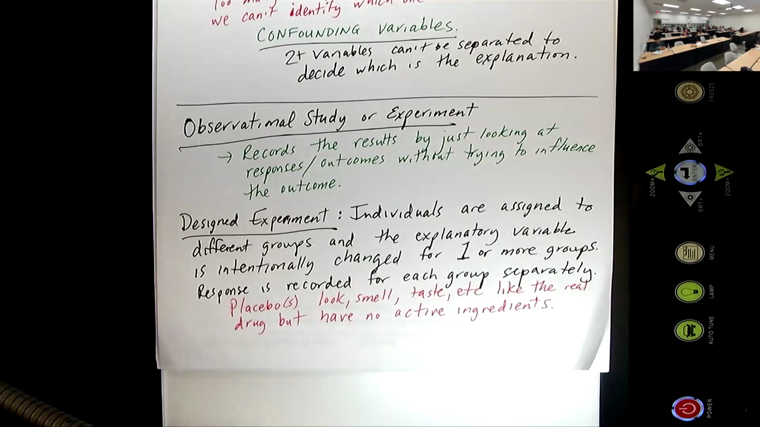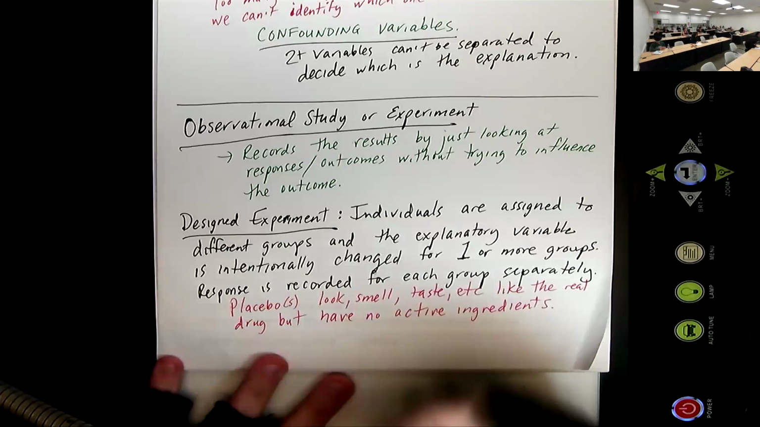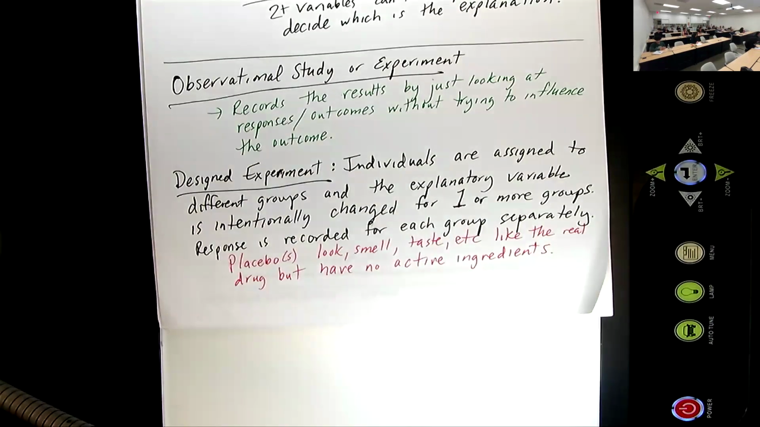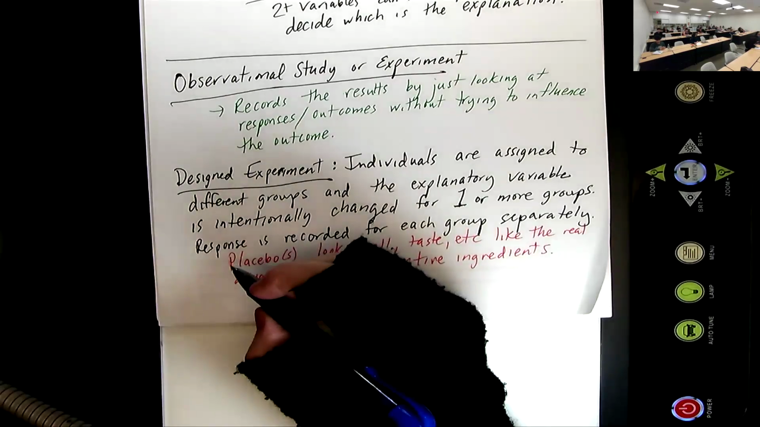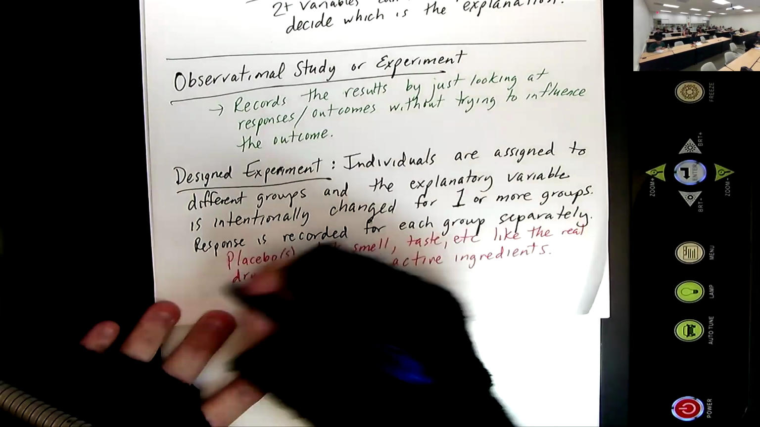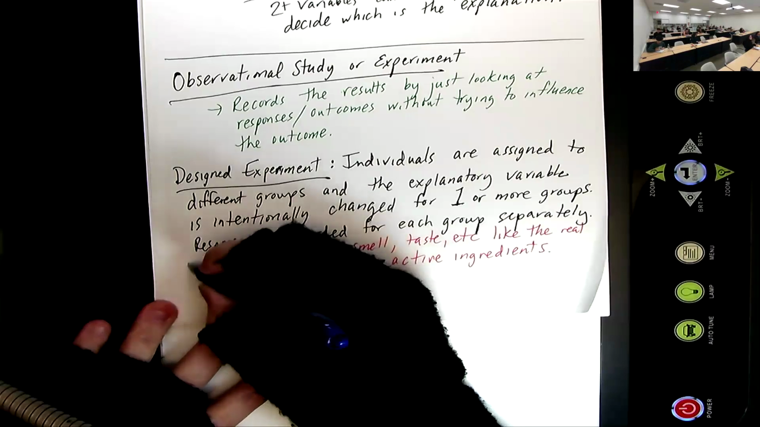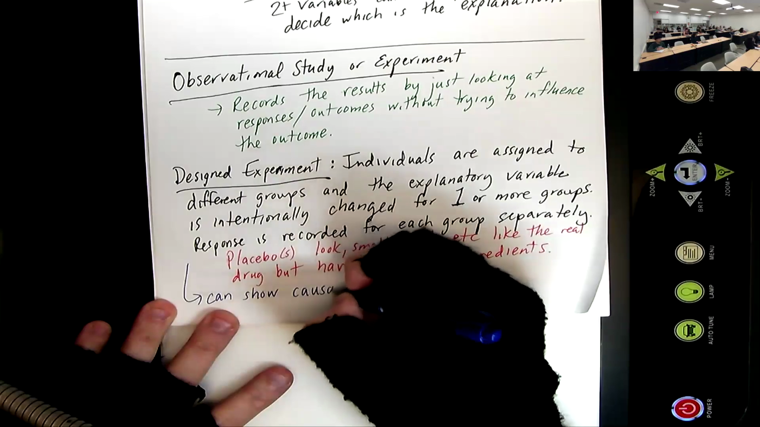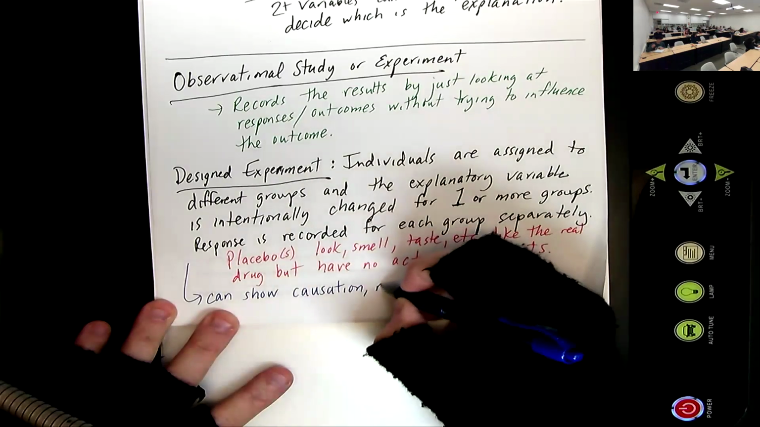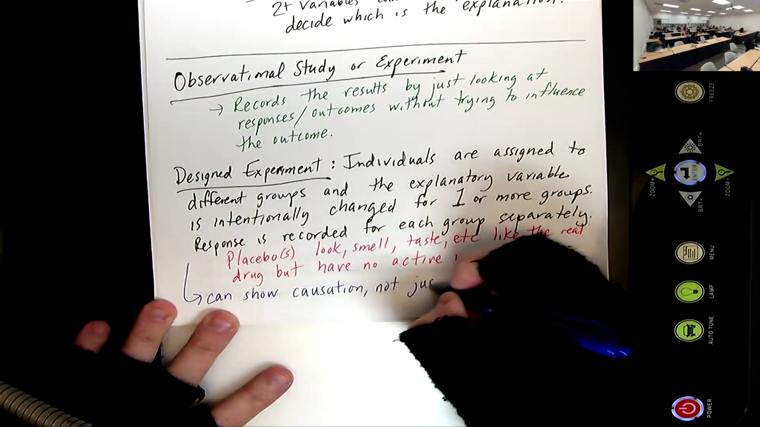This second form is the better form when you can do it. The reason why is the designed experiment. This can show something called causation, not just correlation.